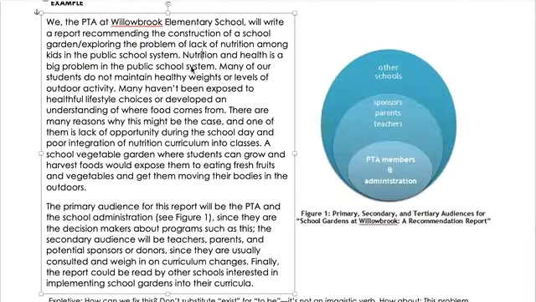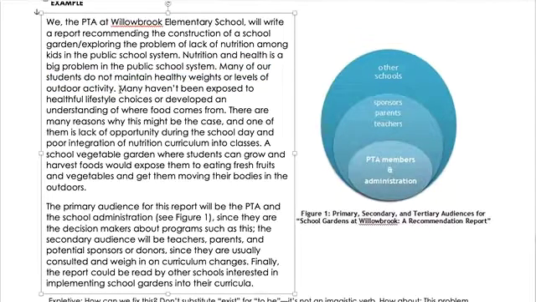Then they say, many of our students do not maintain healthy weights or levels of outdoor activity. So again, they're just talking about what the problem is. It's not just a lack of nutrition among kids. It's not just nutrition and health as an education problem, but also that students are actually heavy or overweight, or they don't have enough physical activity. So they're expanding on the problem. All of this is talking about the scope of the report.